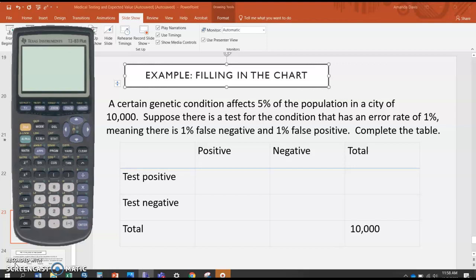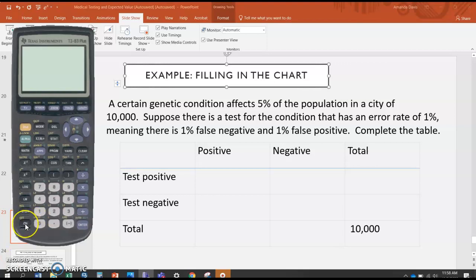In this example, a certain genetic condition affects 5% of the population in a city of 10,000. So we know our total population in the bottom right-hand corner of our chart is 10,000. Suppose there's a test for the condition that has an error rate of 1%, meaning there's 1% false negative and 1% false positive. Complete the table.